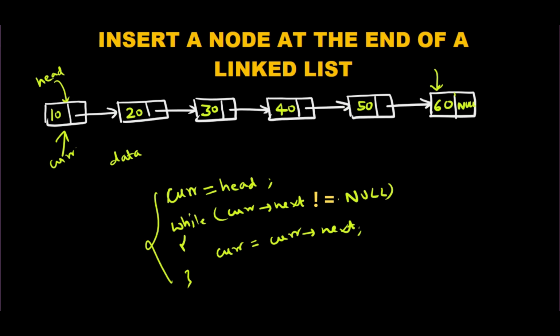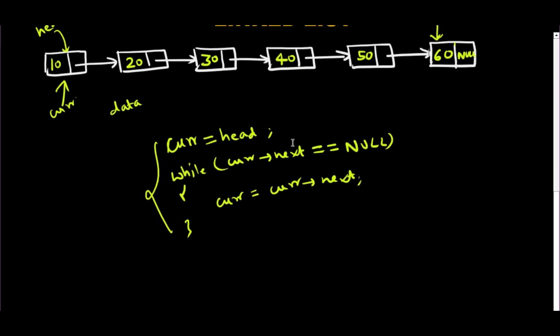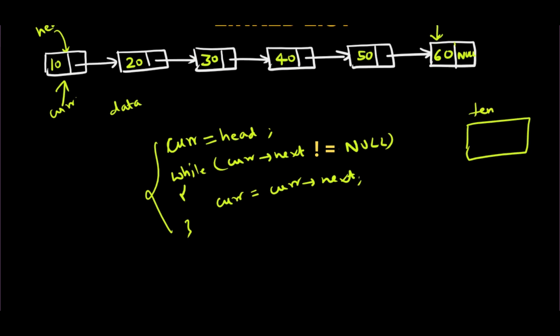Now after this we will create a node. Let's call it temp, and we will put the data in it, and its next will be null obviously. Then we know that our current is now pointing at the last node, so our current has reached here. Now we simply need to make the current's next equal to this temp.